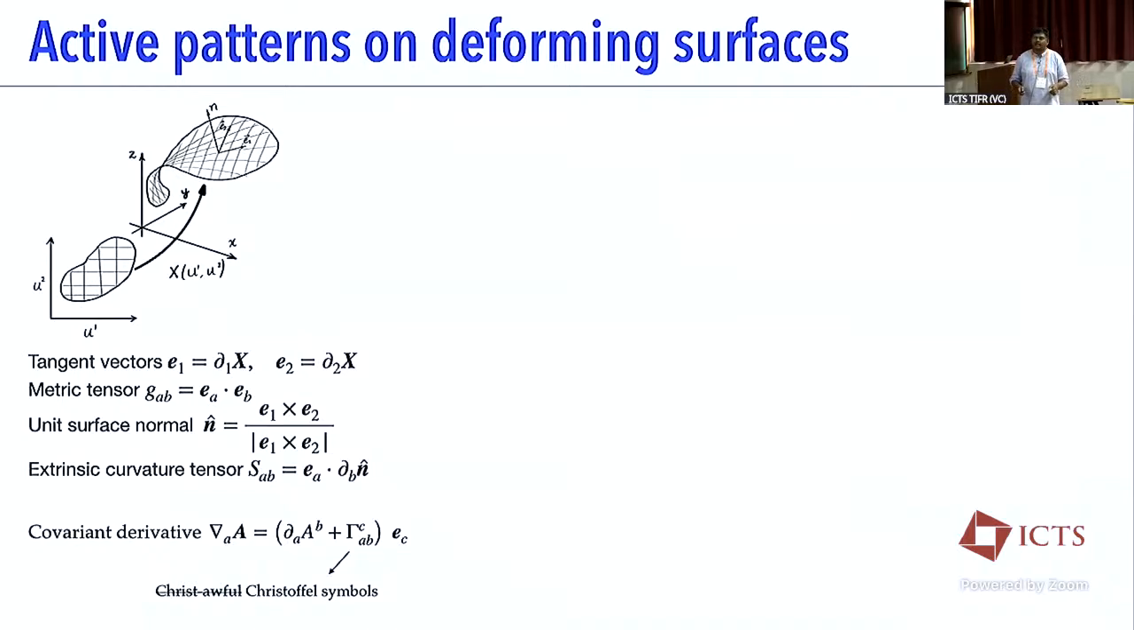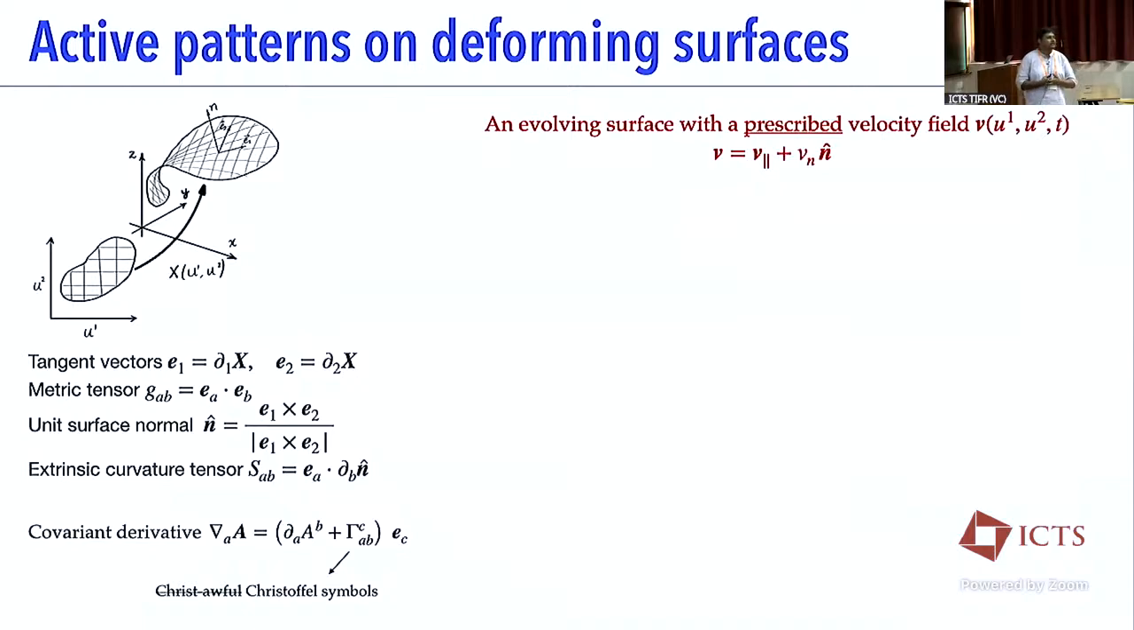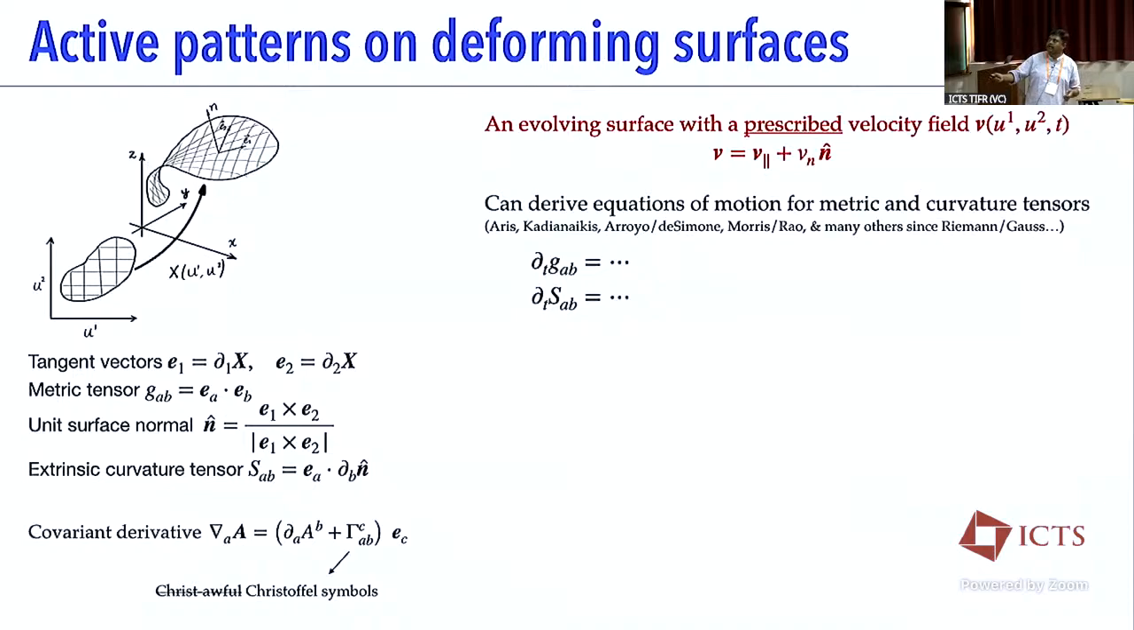This is very nice. But then if you want to look at evolving surfaces, surfaces that change with time, you typically prescribe some velocity field, and let's say you decompose the velocity into the normal and tangential components, and then you ask if the velocity is deforming the surface, how do things like the metric tensor and the curvature tensor change with time and space? And this can be worked out. This has been done in various versions since the time of Riemann and Gauss. I won't even quote; there's a huge amount of literature. It's complicated calculus, but can be worked out.